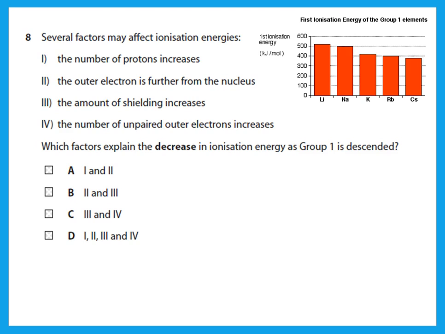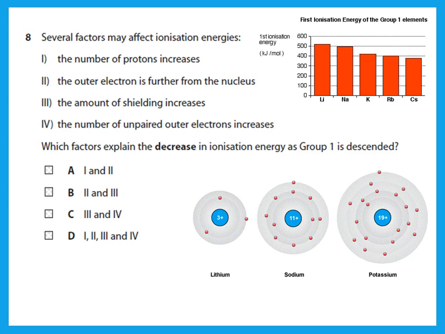That's what he's asking. So he's saying, okay, is it because the number of protons increases? Well, the number of protons does increase as we go down, but that is not why the ionization energy is decreasing. What about the second one?